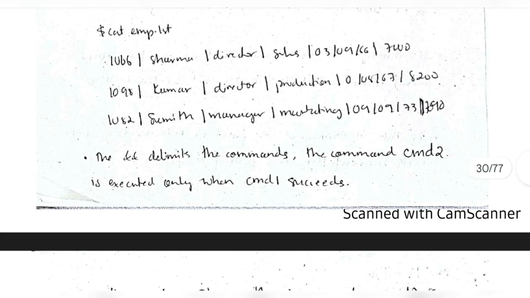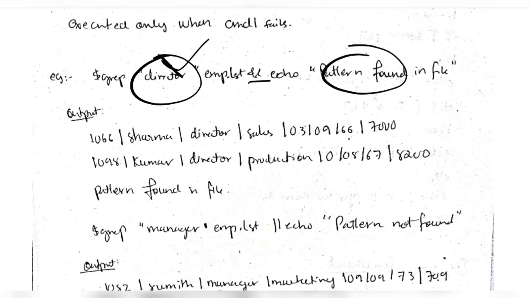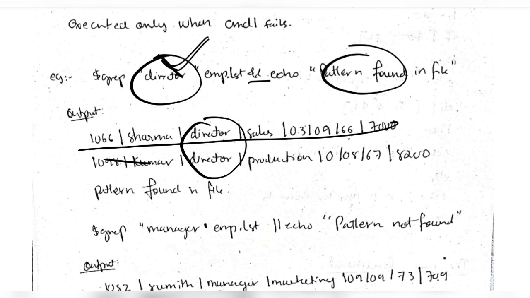So I have given some examples here. In this I have written the same thing. The first one is like and: echo directory in the emp list. If it becomes true, at that time it will be checking this one also. So first it becomes true here, that will be displayed, which all files have directory in it, and then the pattern found in the file will be displayed.